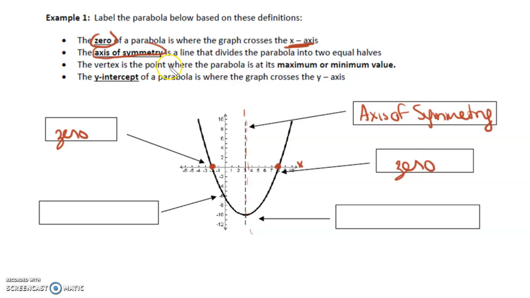The vertex is where the parabola is at its min or max value. So this clearly is our turnaround point. We go all the way down, all the way up, right? This is our vertex here. You know what? We'll underline this. This is our vertex here. That's the minimum value. And the y-intercept is where our parabola crosses the y-axis. So if we look on the y-axis, we locate it here. So this is the y-intercept.